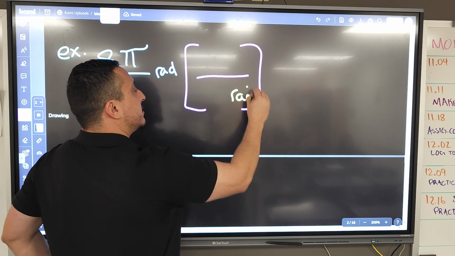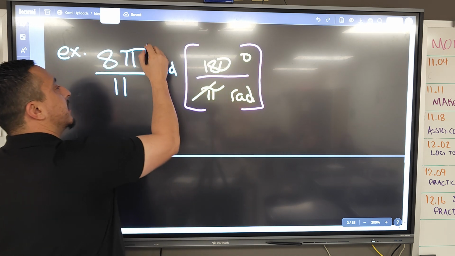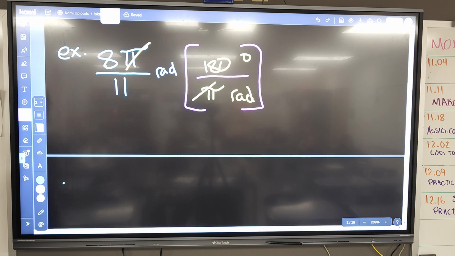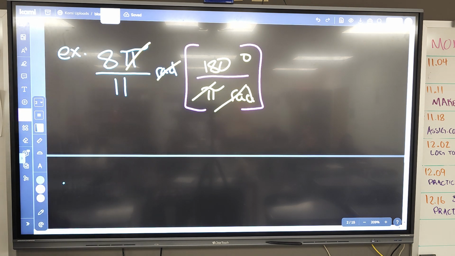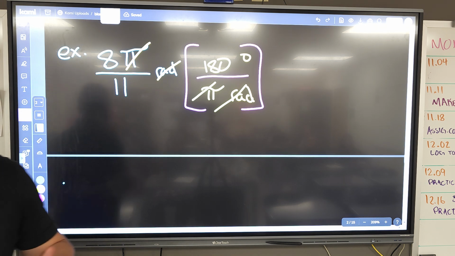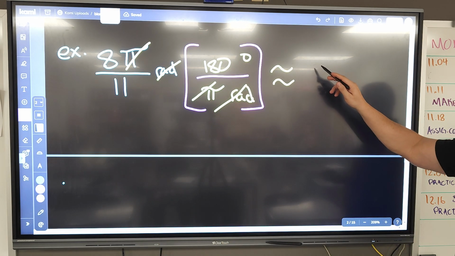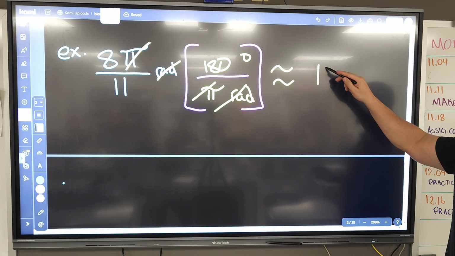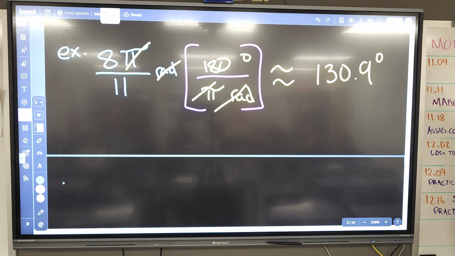So your units should hold you to it. Radians, degrees. So pi, 180. The pi's cancel, the radians cancel, and then you just do 8 times 180 divided by 11. We made the problem up, so probably it's a decimal, right? What is it? 130.9 degrees, which is in which quadrant?